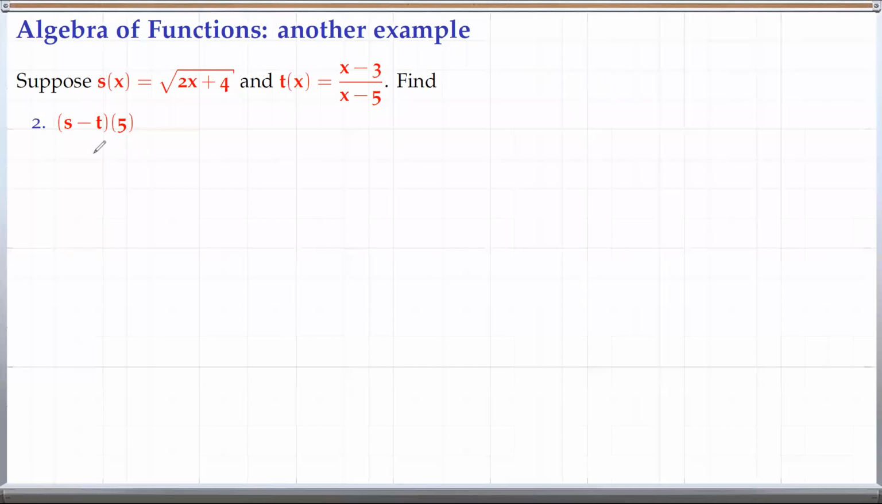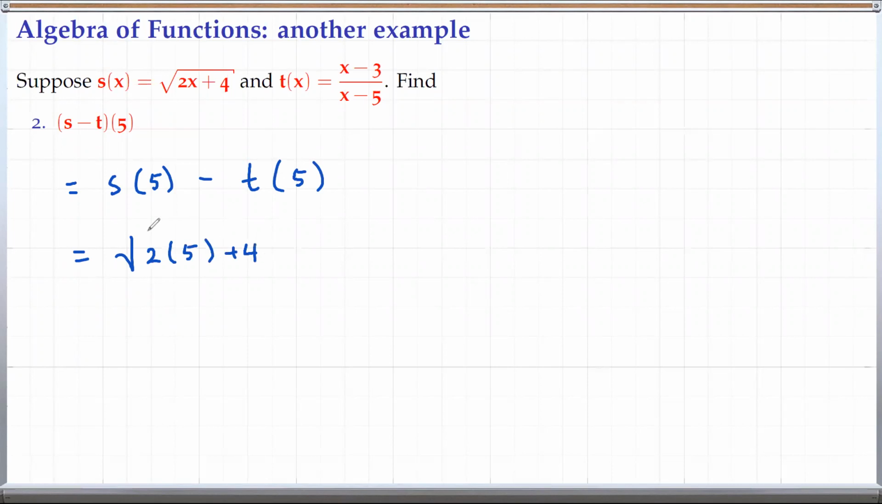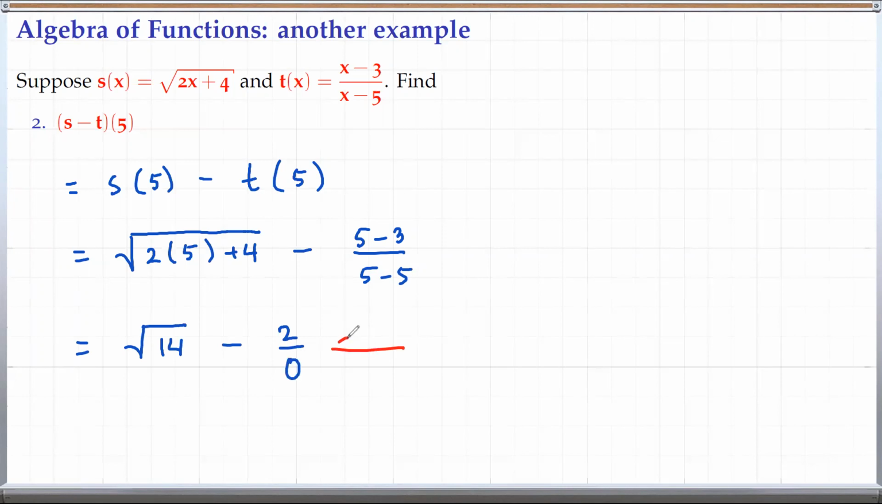Next, we want to look at the difference, s minus t at 5. So again, we can simply do s at 5 minus t at 5. So s at 5 is square root of 2 times 5 plus 4, minus t at 5, which is 5 minus 3 over 5 minus 5. So this becomes square root of 14 minus 5 minus 3 is 2, 5 minus 5 is 0. So here we have a problem. We are dividing by 0, which is undefined.